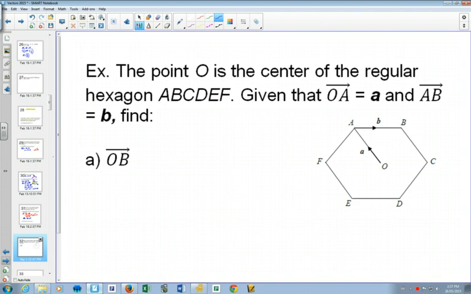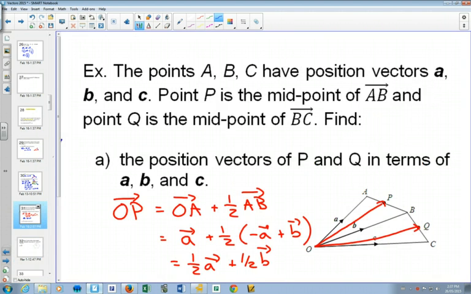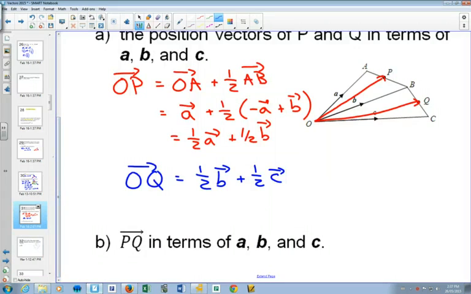Whoops. Part B down here. Okay, there's part B. So now we want to find out, how would you get from P to Q, but you're only allowed to travel in the directions of A, B, and C?